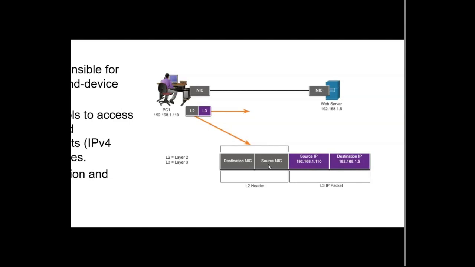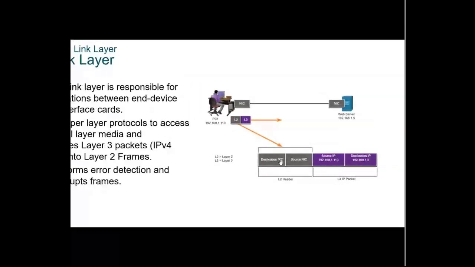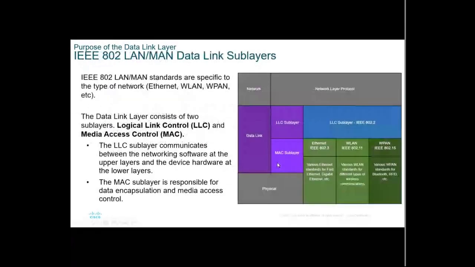Okay. So in the layer 3 IP packet, we have the source and destination IP addresses. In the layer 2 frame, we have the destination and source NIC, which is effectively the MAC address. Okay, let's keep on going.